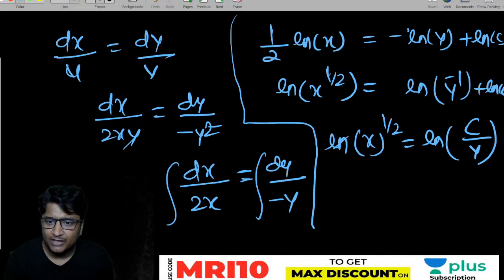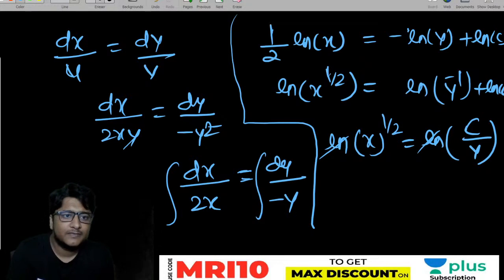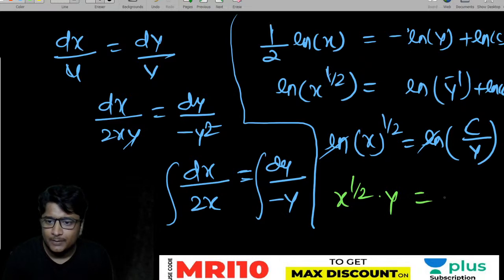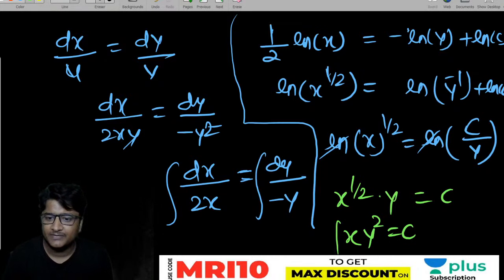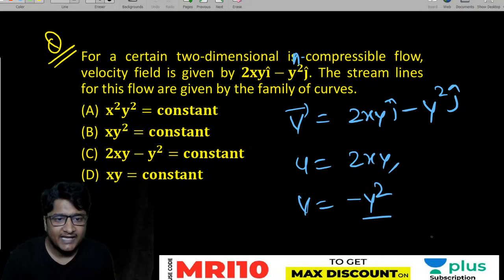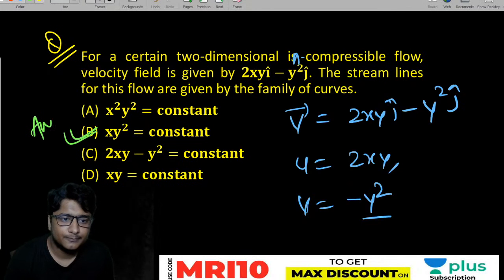Now I have to remove the log from both sides. What will remain? x to the power 1 by 2 into y will be equal to c. Take a square: x into y square will be c square, and that we can write as a constant again. So x y square equals c. Is there any such equation? Yes, option B. That is your answer.